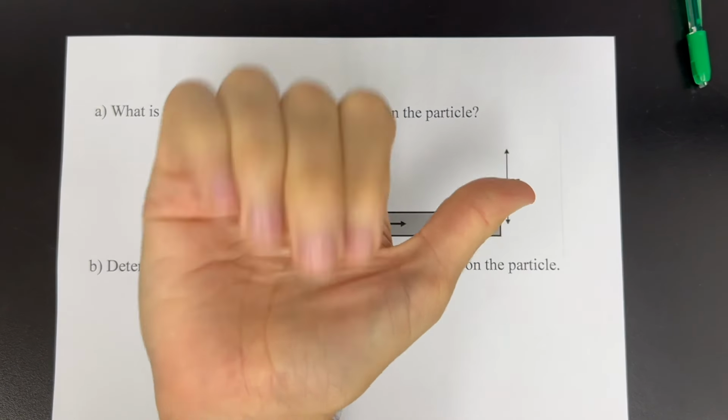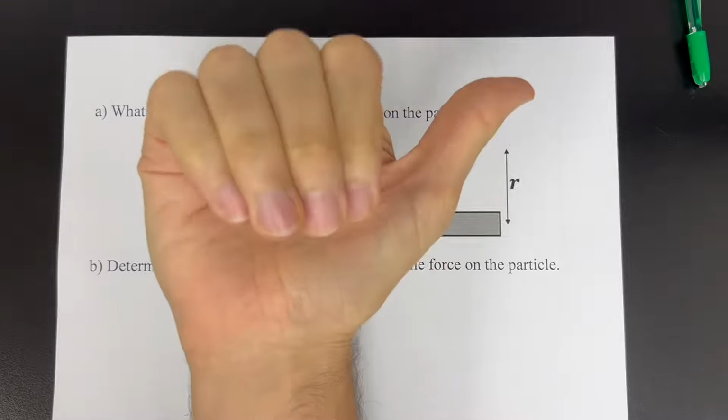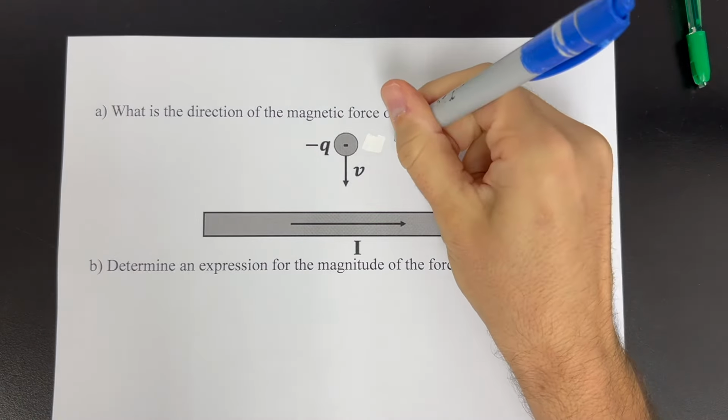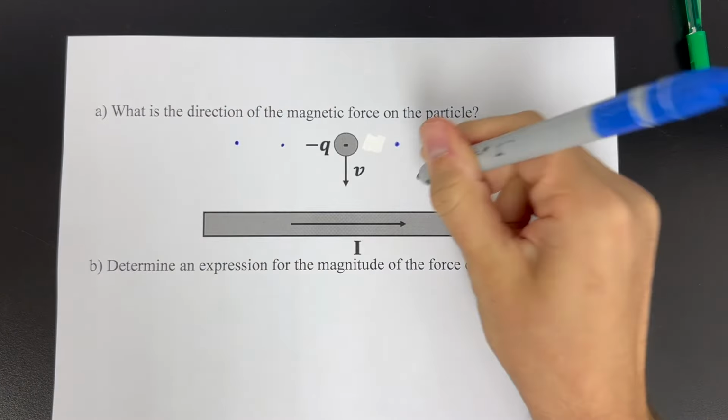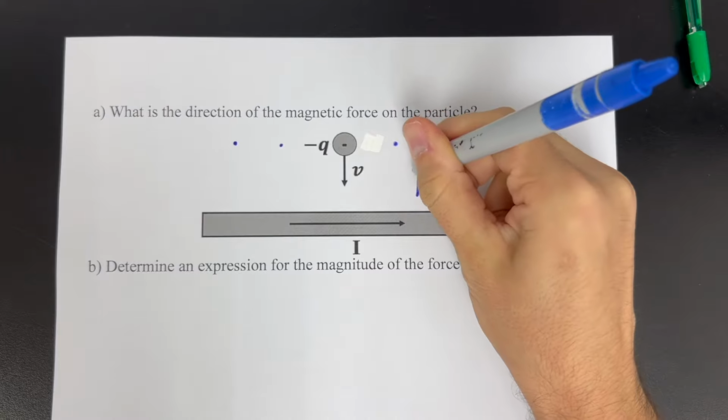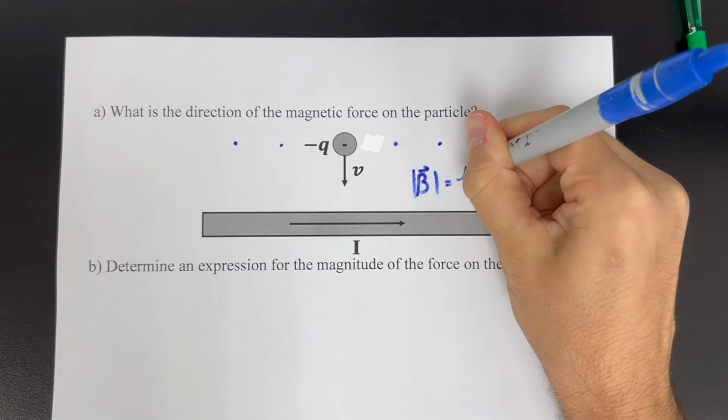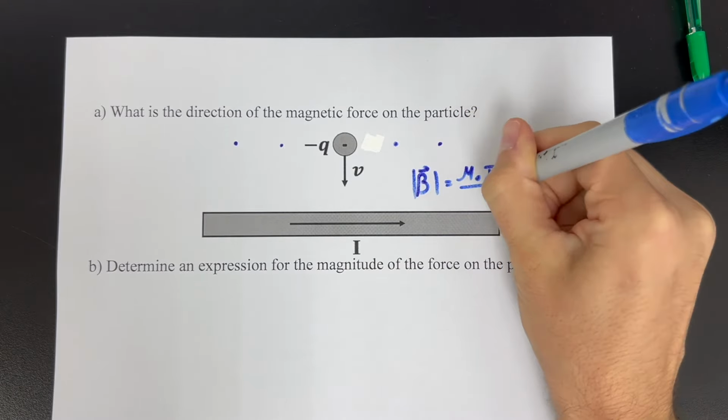When I do that, my fingers are going to curl out of the page above the wire. So the magnetic field above the wire is going to be out of the page. And that magnetic field is going to have a field magnitude of mu sub 0 I over 2 pi r.